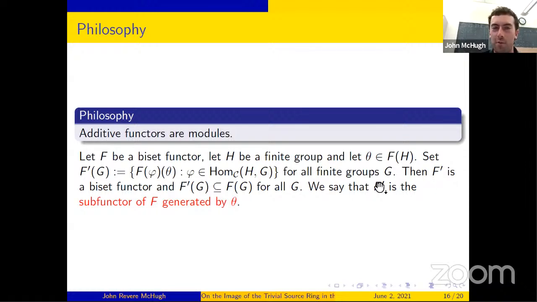Well, then it turns out F prime is a biset functor. And if you plug in any group G into F prime, it's contained in F of G. That's clear from the definition. We say that F prime is the subfunctor of F generated by theta. So this is a way to create new biset functors from ones you already have.